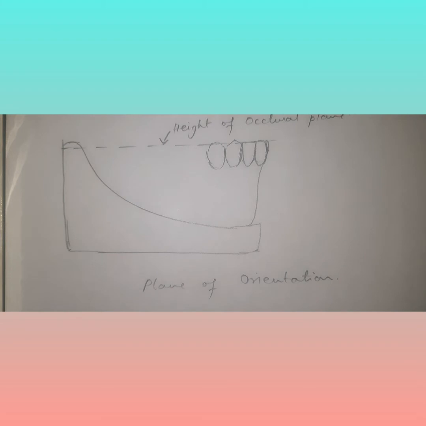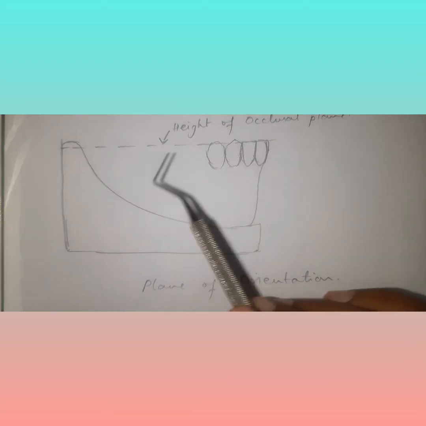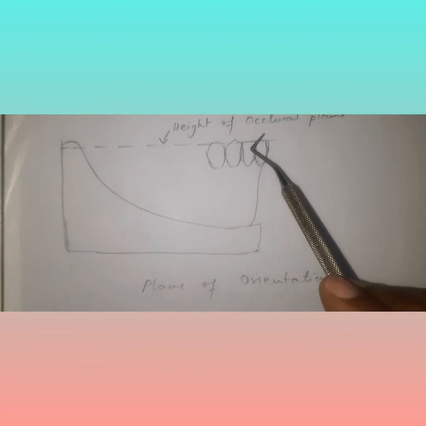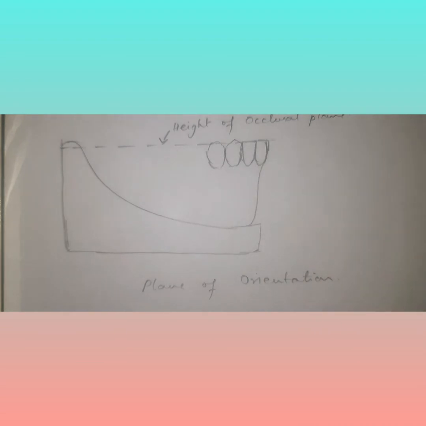So definitely the patient experiences a good chewing force, and he feels more comfortable when you are arranging the teeth parallel to the ala-tragus line and you are not altering the plane of orientation or plane of occlusion too much. It should not be altered, definitely not beyond 10 degrees. So the next factor is the cuspal inclination.